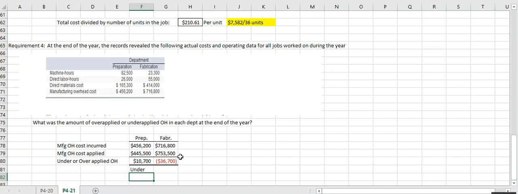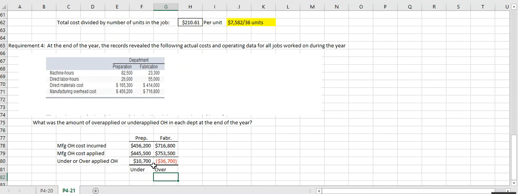In the fabrication department, our actual overhead costs were $716,800. Our overhead costs that we applied were $753,500. So we actually applied more than it cost us in actuality. So we applied too much. So this one is over applied. What would happen is that we would have to go back and adjust our cost of goods sold down for fabrication because we costed too much overhead in that. So we have to bring that down.